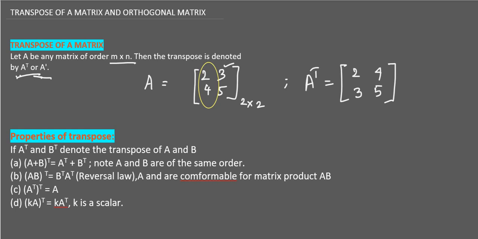Next, coming to the properties: (A plus B) whole transpose is equal to A transpose plus B transpose. Then the transpose of the product AB, (AB) whole transpose, is equal to the product of the transposes taken in the reverse order, B transpose A transpose. (A transpose) whole transpose is equal to A. Where K is a scalar, if we multiply a matrix by a scalar and the transpose is taken, it will be equal to K into A transpose.